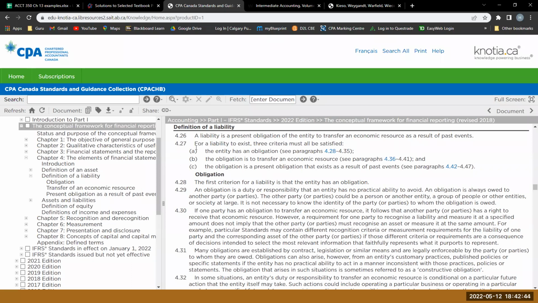Yeah, okay. So on your screen, you'll see here, paragraph 26 says, a liability is a present obligation of the entity to transfer an economic resource as a result of past event. That's basically what IFRS says. Now, when you try to break it down, it's a present obligation. So an obligation, something that you got to do. Why do you have to do it? And what do you have to do?